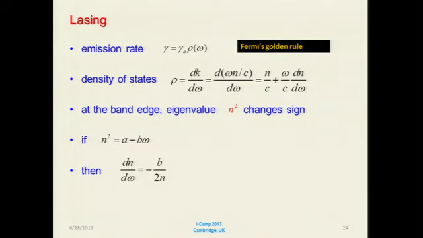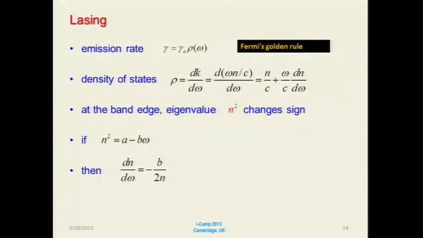It's just dk over d omega. So this is a wave vector magnitude. This is a frequency. And you can write the magnitude of k as omega n over c. And if you take the derivative, you get two terms, this guy and this guy. Now, this is interesting. So this is the derivative of n with respect to frequency.